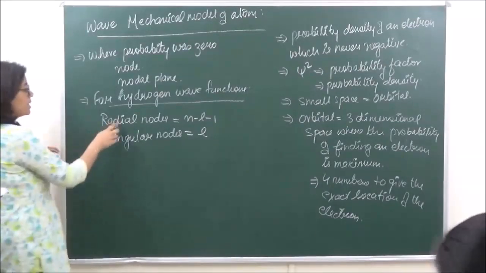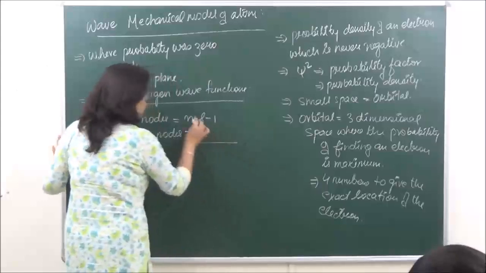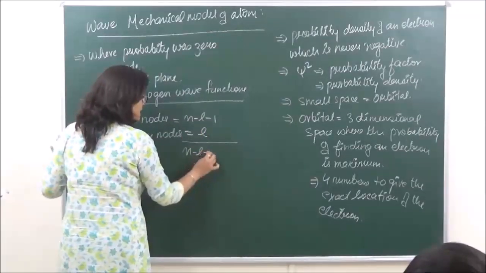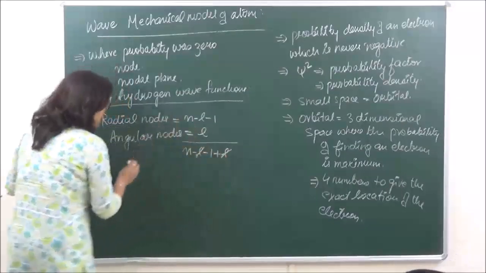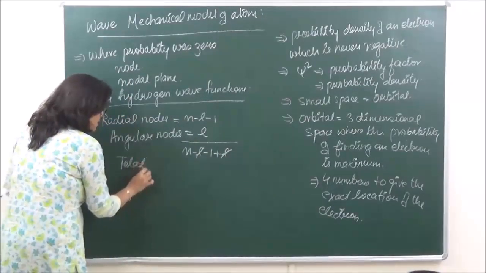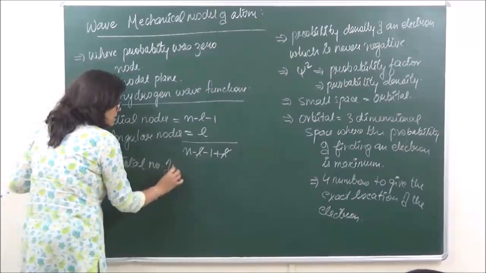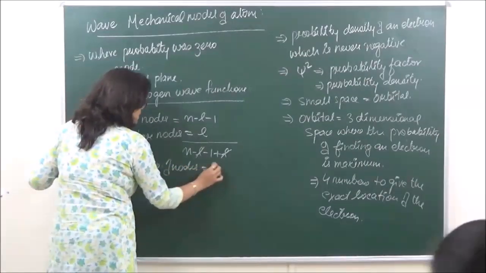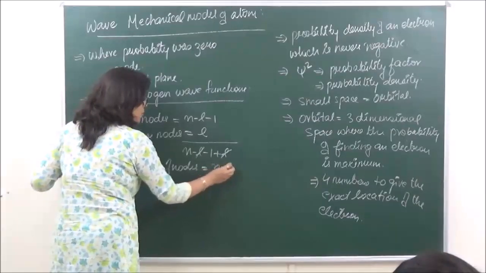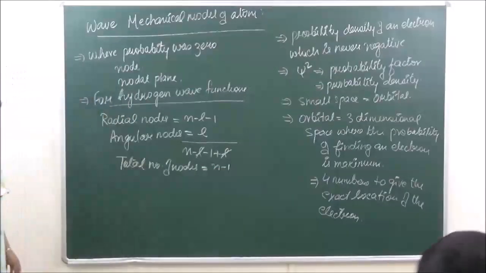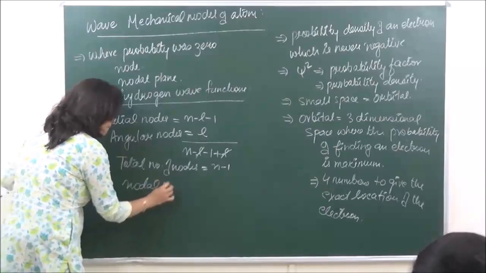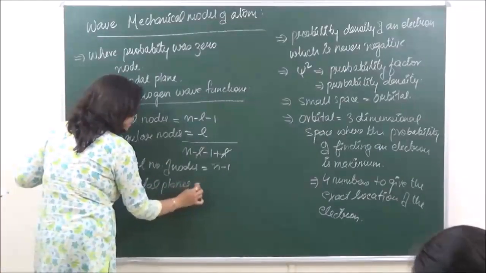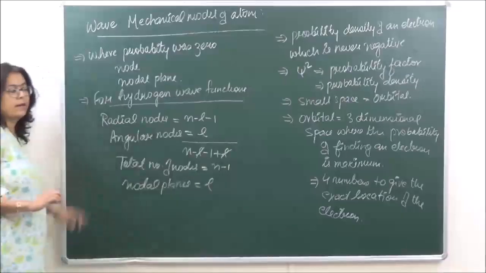So if you want to calculate the total number of nodes, it becomes n minus L minus 1 plus L. So this and this get cancelled. The total number of nodes is going to be equal to n minus 1. And nodal planes are always equal to L.